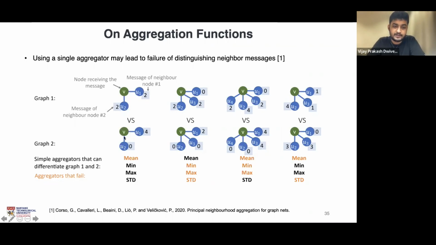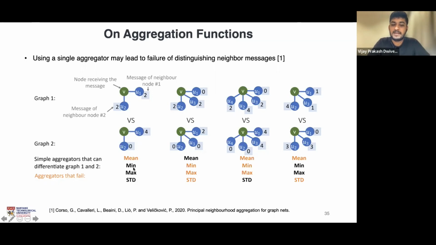In the graph 2 case, the structure is the same, but the node V is receiving two messages with the values 0 and 4. So in this case, the aggregator that can fail is the average aggregator or mean aggregator, because you see 2 plus 2 by 2 equals 2 and 4 plus 0 by 2 equals 2. So the mean aggregator essentially produces the same output, but we know for a fact that the messages are different, and it provides a different nature of information in both the two graphs.